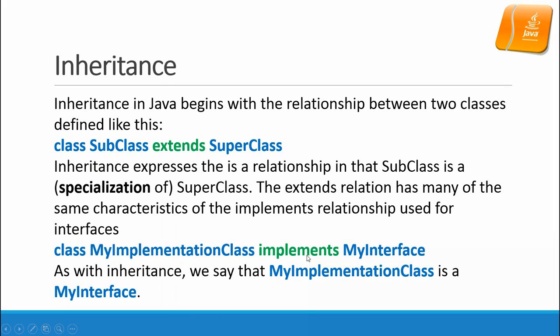Interface is a different thing. An interface is not a class, but it is also a group of methods that you can take over. It is similar to a class but different. Between interfaces and classes, you need to use implements instead of extends. My implementation class will implement the methods of my interface. So an interface is a group of methods. We call it an interface. An interface is not a data entity, whereas a class or superclass is. As with inheritance, we say that my implementation class is a my interface.